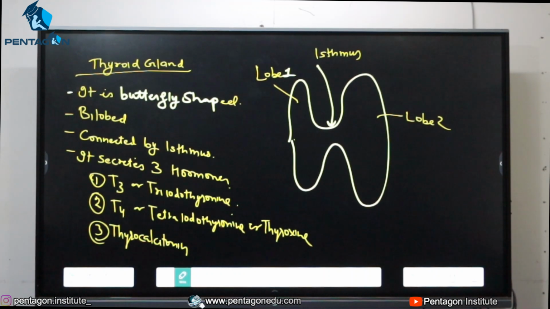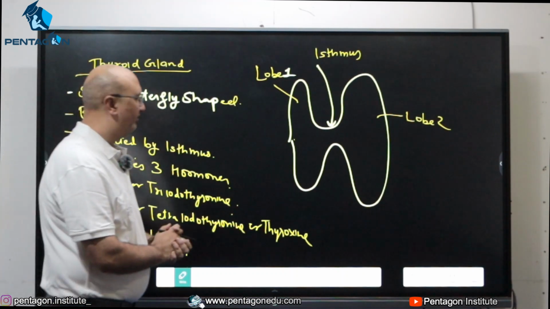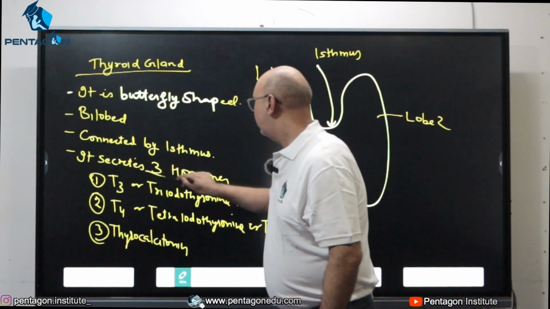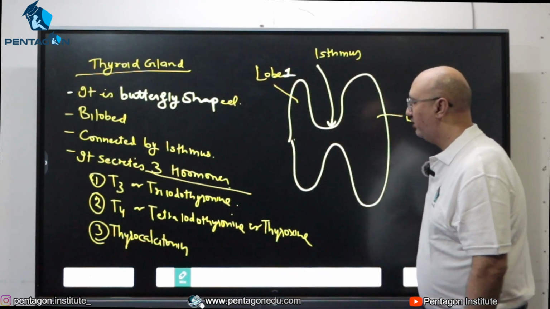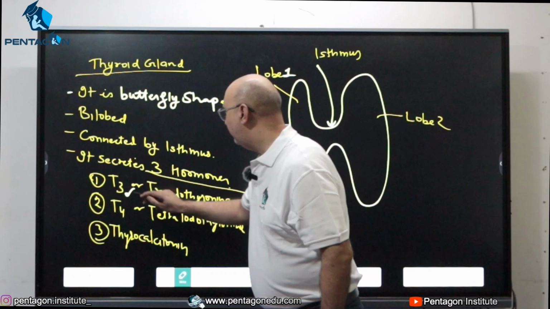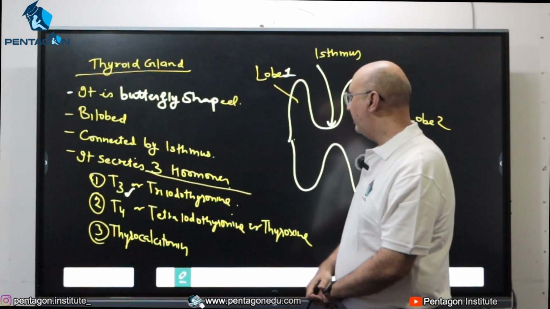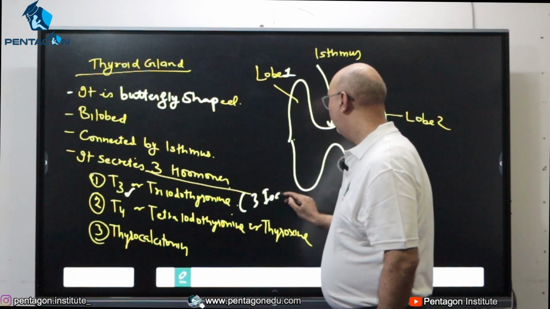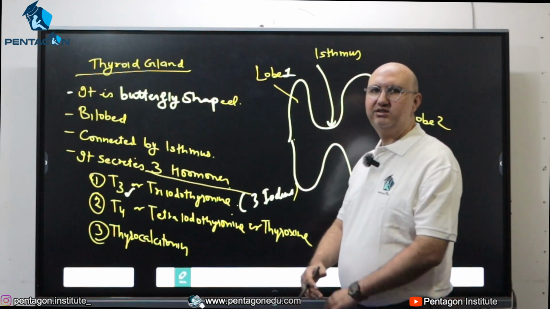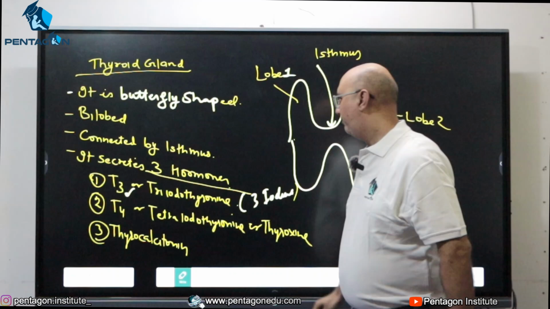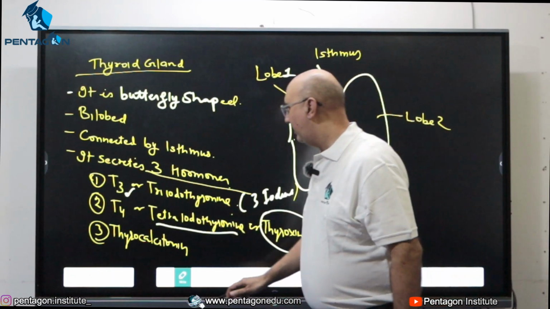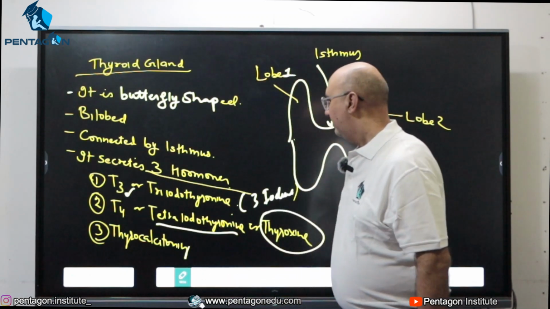The thyroid gland is butterfly shaped, bilobed. The two lobes are connected with a bridge-like structure, the isthmus, and it secretes 3 hormones. First of all, we are going to discuss T3. T3 is also known as triiodothyronine, that is, 3 iodine atoms are present in it. Second is tetraiodothyronine, 4 iodine atoms are present in it, also known as thyroxine, and at the last is thyrocalcitonin.